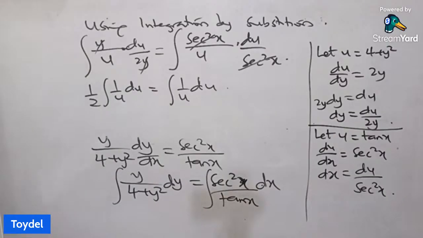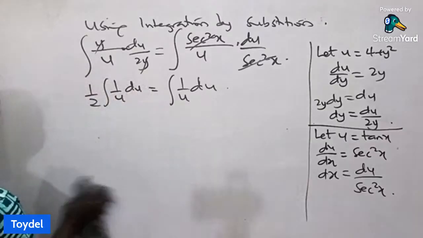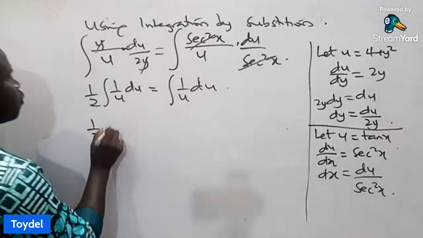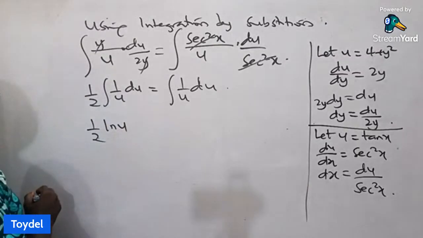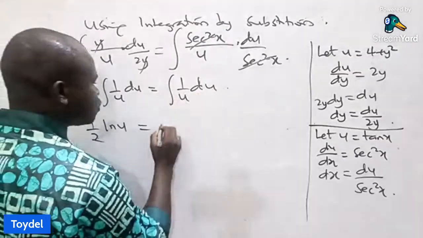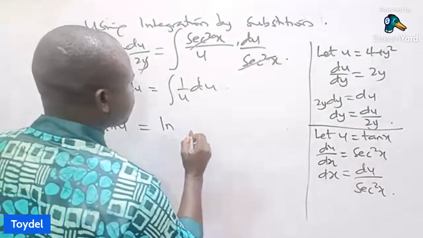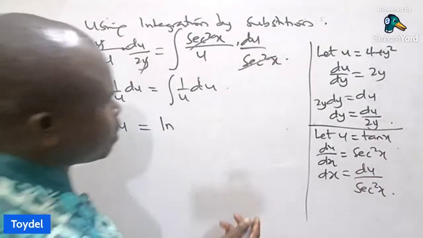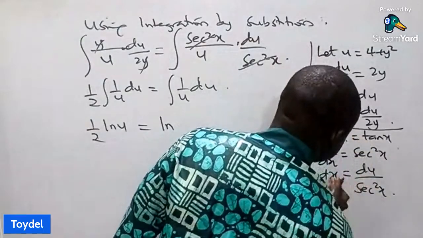If I do that, from there I'm going to get half. What is the integral of 1 over u du? That will be ln u. That's what I'm going to get, will be equal to ln u. But I used u for both, so maybe I should change this to v, so that there won't be confusion. Let's change this to v.